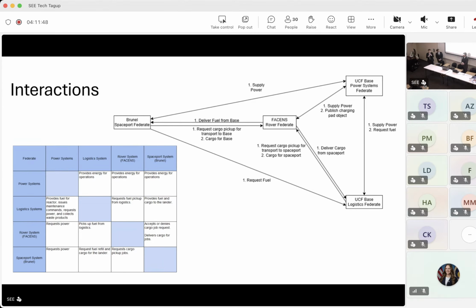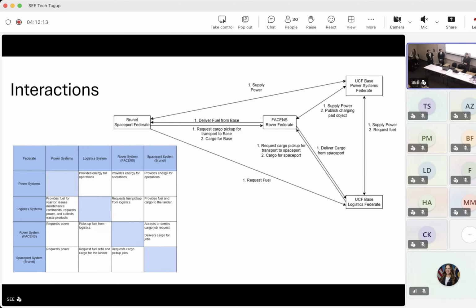So we have established a couple interactions with other SEE teams' federates in the simulation, specifically the Brunel team from London and the Fastens team from Brazil. The Brunel team has implemented a spaceport federate, and the Fastens team have implemented a rover federate. For our interactions with our power systems and the Brunel's spaceport federate, essentially at each time step, the spaceport will just be requesting and receiving power from the power systems.